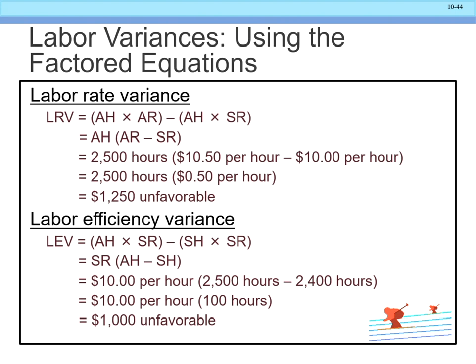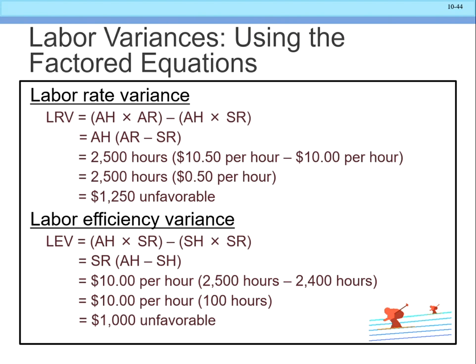But remember, when we go to the quantity variance, which is the efficiency variance in this case, we have to make sure we flex. So the standard hours are the hours that should have been for the actual output.